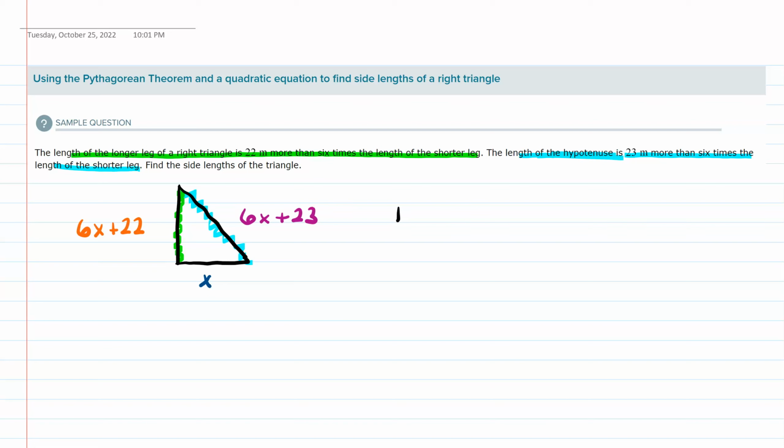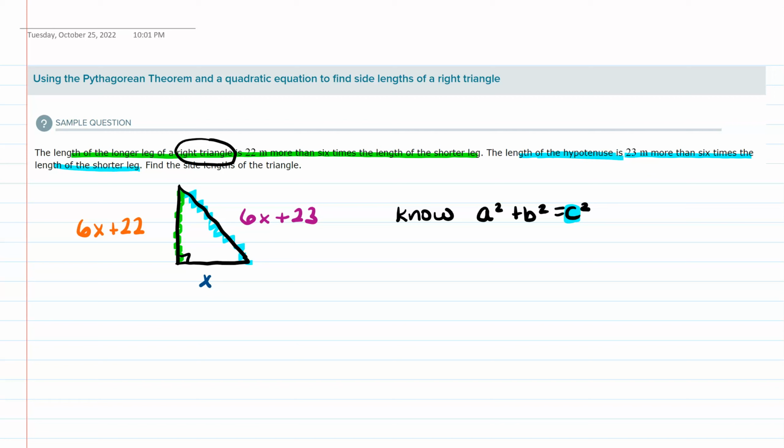So what we know is that since this is a right triangle, a squared plus b squared equals c squared. Now a and b have to be the legs. It doesn't matter which leg, but one leg and the other leg. C is definitely the hypotenuse, which I highlighted in blue.